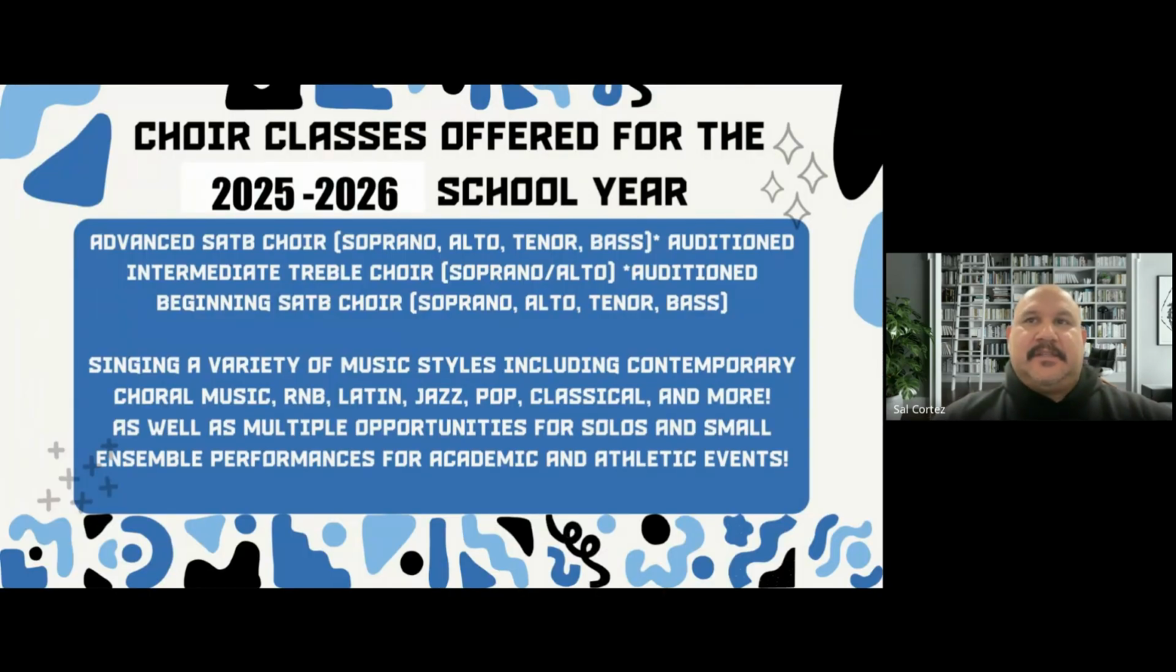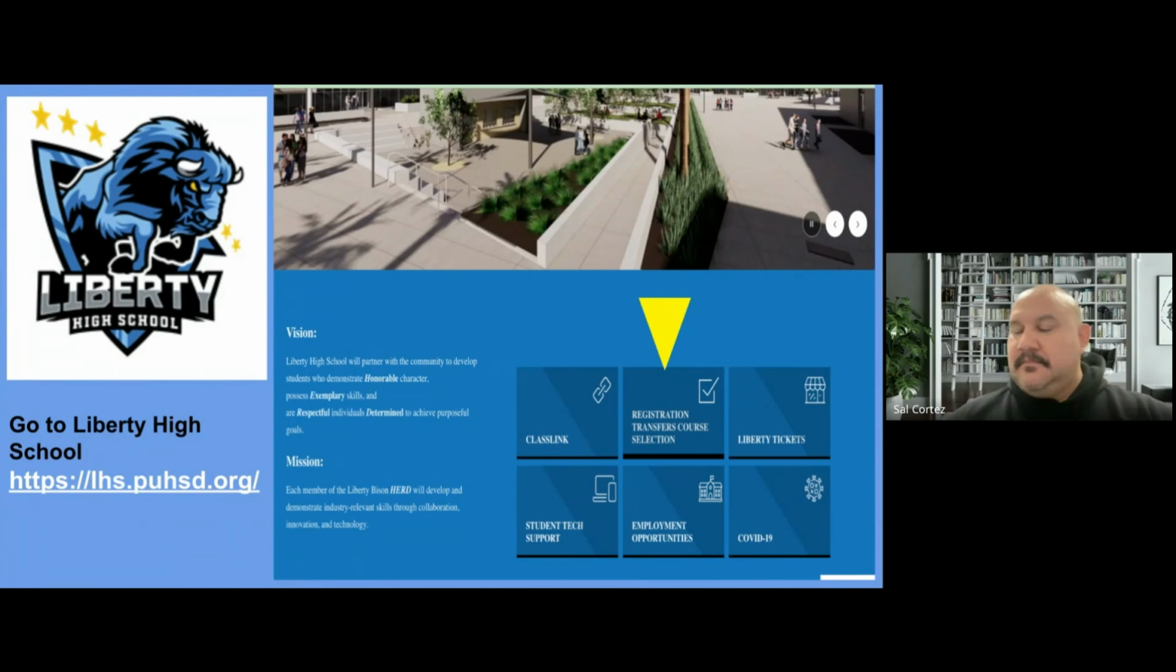Choir is more than just singing. It's a community of students who come together to make music, develop their vocal skills, and perform for audiences. High school choir engages in many activities, including performing for concerts, developing vocal skills, building teamwork, and representing the school at things like community events, assemblies, and special ceremonies. If you're interested in joining, we ask you to please sign up, and you will audition if you are wanting to be in the advanced soprano, alto, tenor, or bass choir, and intermediate treble choir, or you can just start with our beginning choir and give it a shot. There are a variety of music styles that are covered, including choral music, R&B, Latin, jazz, pop, classical, and more.